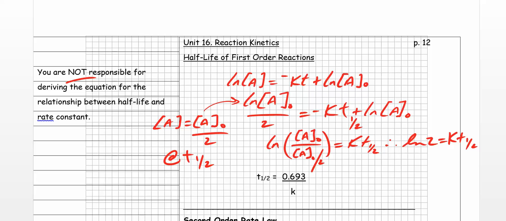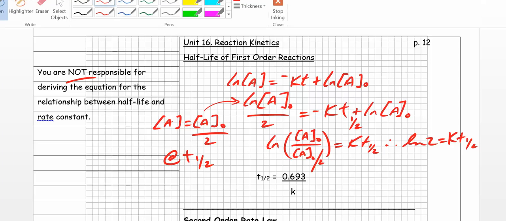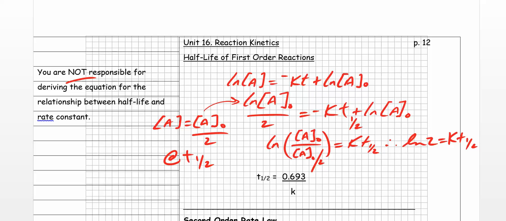Therefore, here's what we're going to do. We're going to cancel this with this, and remember there's a 2 on the bottom here, so we're going to rewrite that as the natural log, that 2 comes up, the natural log of 2 is equal to K times half-life, or T1 half. Now let's rearrange that. We've got T1 half is equal to 0.693, which is, by the way, the natural logarithm of 2. Check it on your calculator if you don't believe me. So T1 half is equal to 0.693 divided by K.